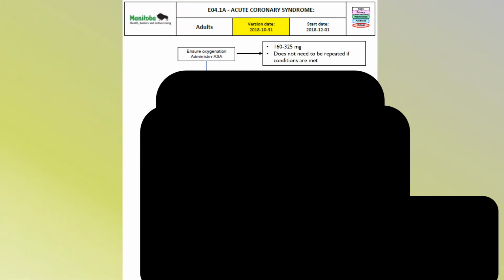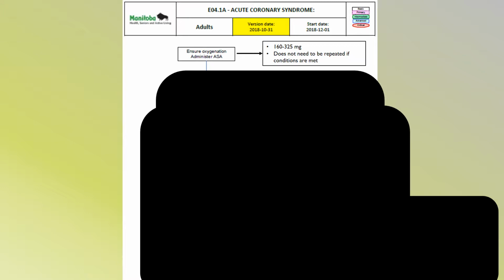Okay, so this is E04.1A, acute coronary syndrome. I've kind of blacked out most of the care map, so it just makes it easier for us to focus on what we're talking about here. So let's start at the top, work our way down. Number one, ensure oxygenation. No big surprise to anybody here. 92% SpO2 is our targeted goal there.